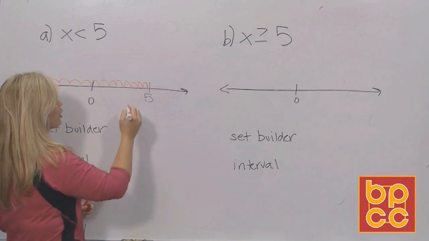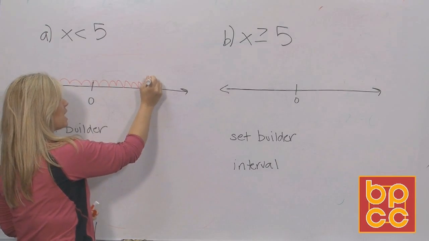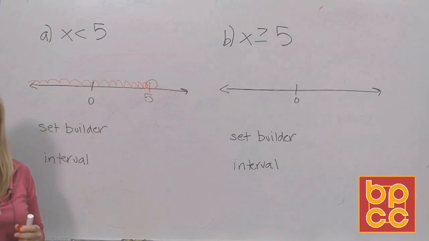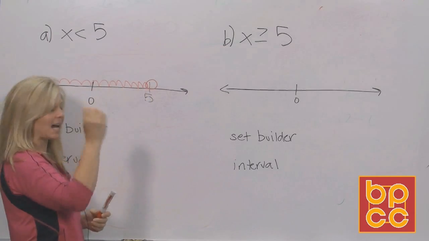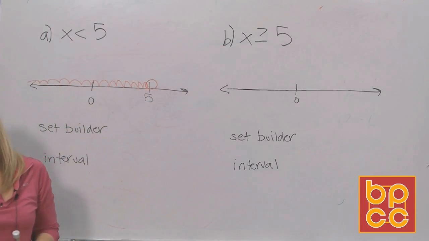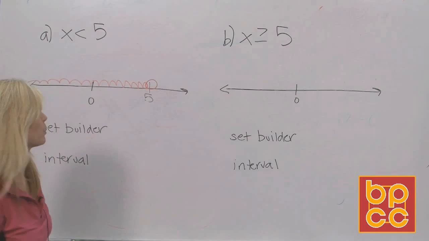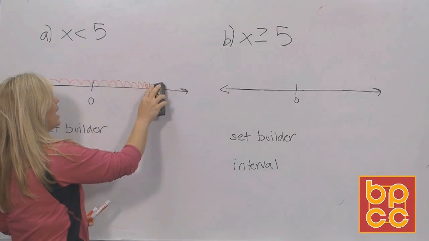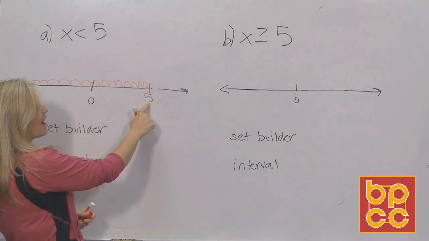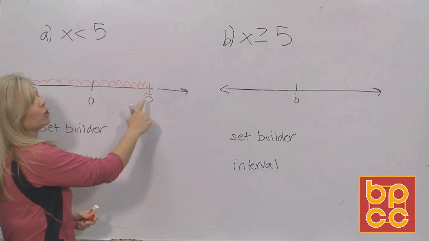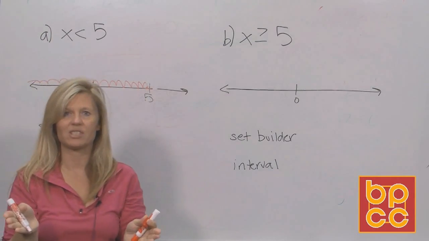Back in good old algebra, to show that 5 was not part of the answer, you would put an open circle, which means 5 is not part of it. It's not included. Well, we don't use open circles in a college algebra. We have a new symbol, and this is what you're going to have to get used to using. To show that 5 is not part of the solution, you're going to use a parentheses.